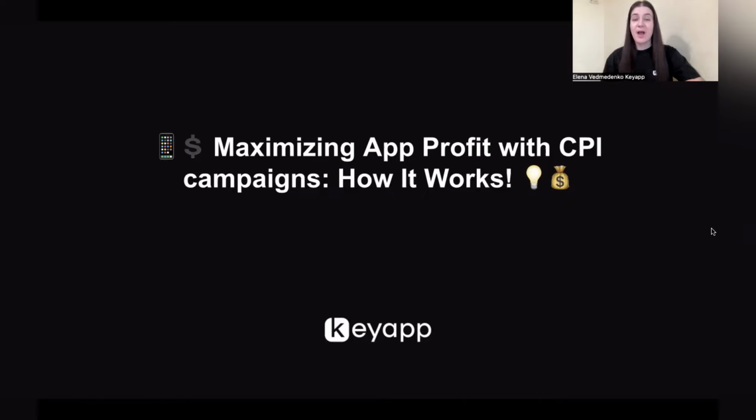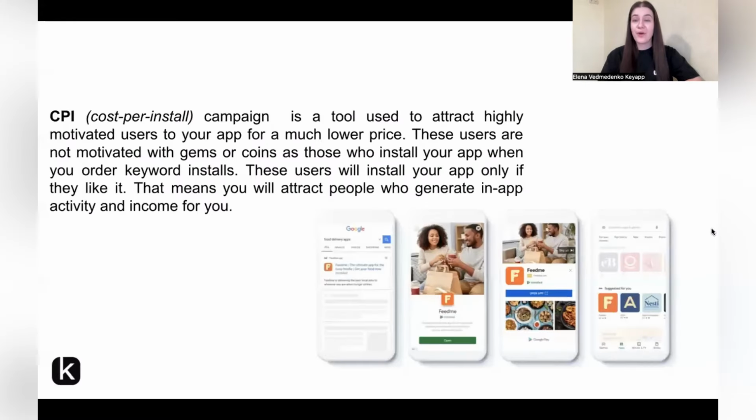So today we are going to discuss this topic. First of all, it is needed to mention that CPI campaign is a tool used to attract highly motivated users to your application. In general, when you use keyword promotion, as a result, you get the increase in rank, so the application becomes more visible, and as a result, you get a higher number of organic downloads. But using CPI campaigns, you get a higher number of installs and a higher number of users who can generate in-app activity and, of course, the income.